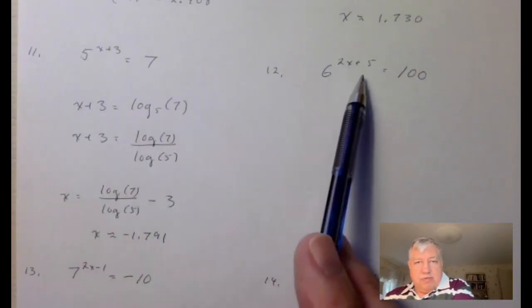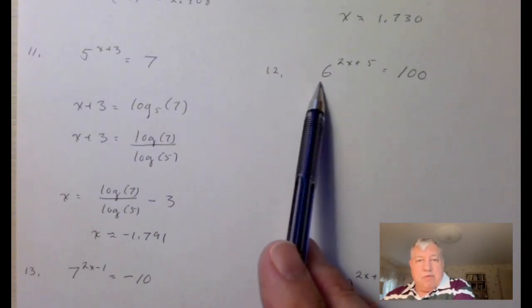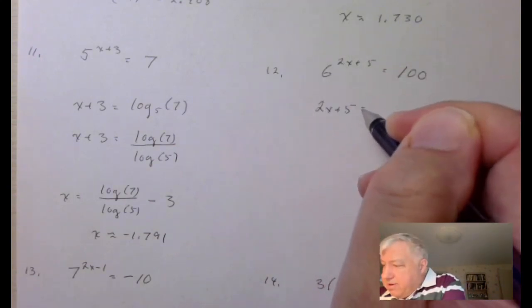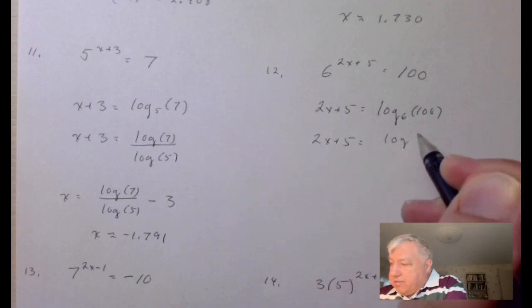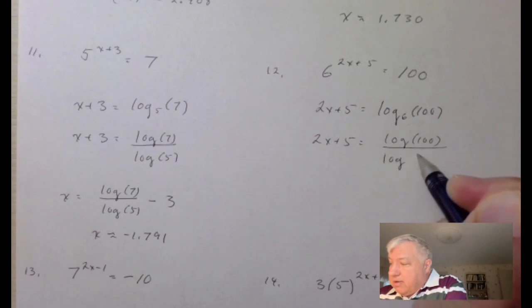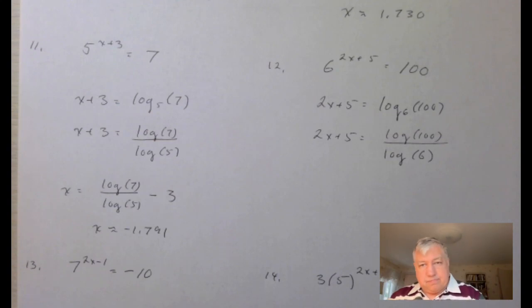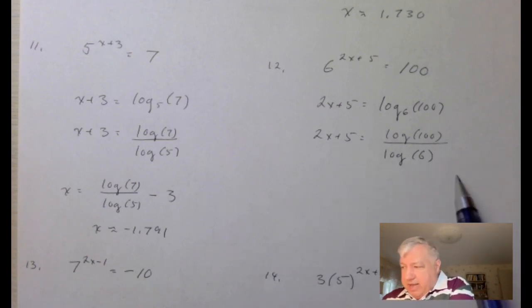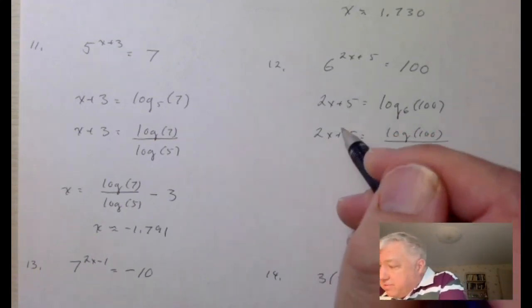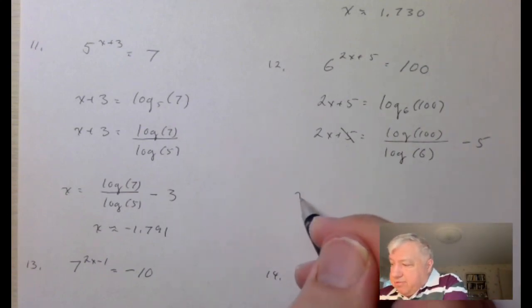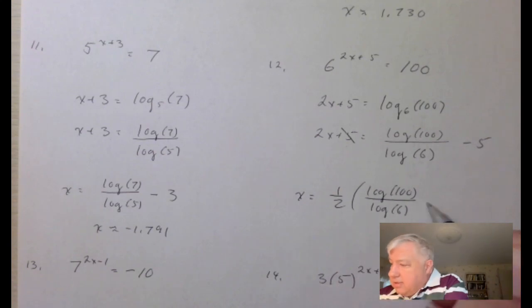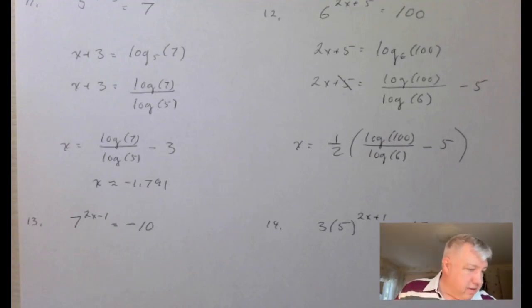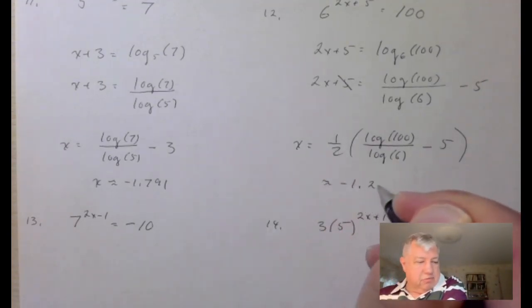Same thing up here. Instead of x plus 3, we have 2x plus 5 as our exponent. 2x plus 5 is what we raise 6 to get 100, so 2x plus 5 is the log base 6 of 100, which equals the log of 100 divided by the log of 6. Technically, the log of 100 is 2, but you can just plug this into your calculator anyway. We need to get rid of the 5, so we subtract 5 from both sides and then divide by 2. So x is 1/2 times log of 100 over log 6 minus 5. On our calculator, this turns out to be approximately negative 1.215.